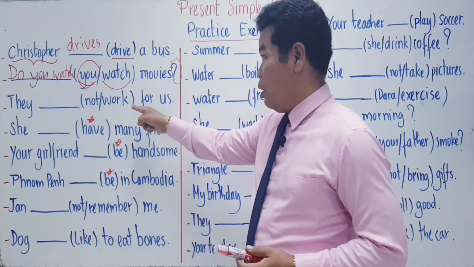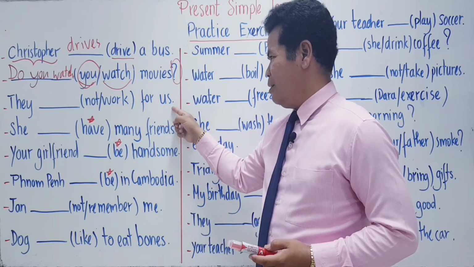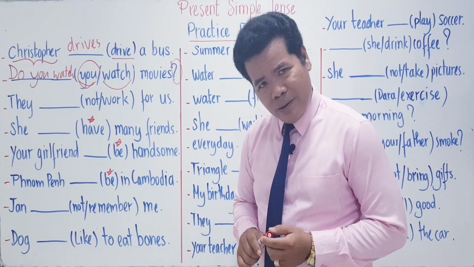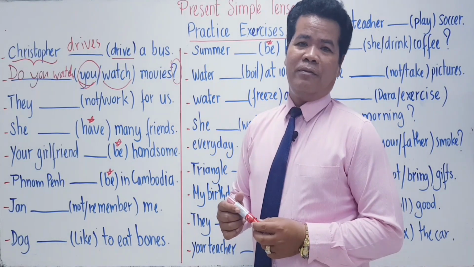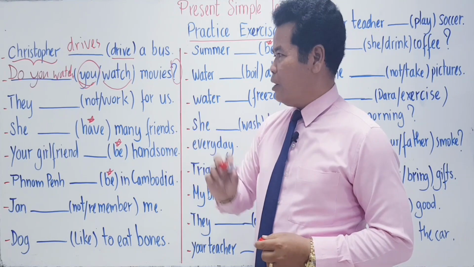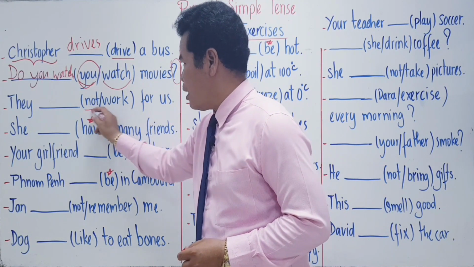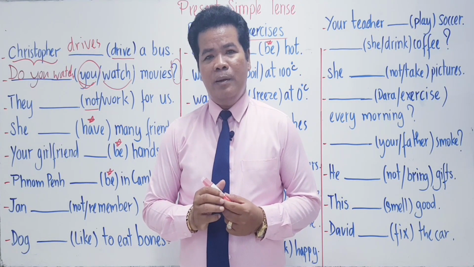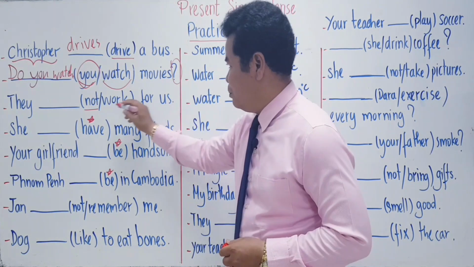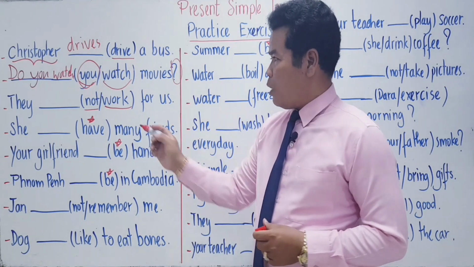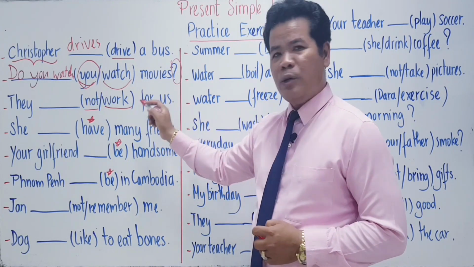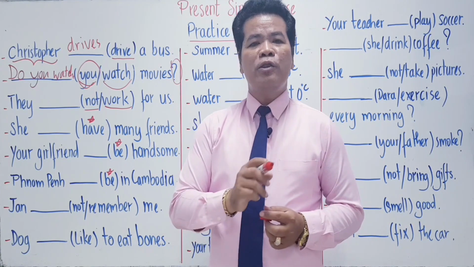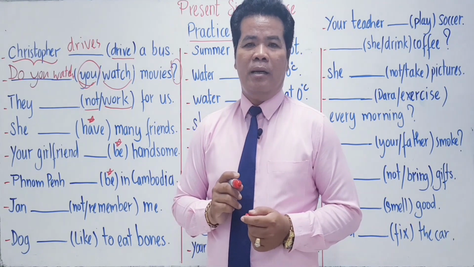They blah blah blah not work, and then for us, is it the positive? Is it a question? Or is it a negative? So have a look at the key word. Not is the negative. Okay? And the verb work here. That's why in this sentence, they want you to make it a negative sentence.